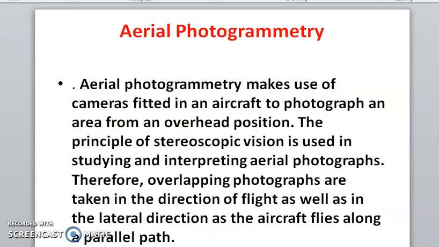Aerial photogrammetry makes use of a camera fitted in an aircraft to photograph an area from the overhead position. The principle of stereoscopic vision is used to study and interpret aerial photographs. Therefore, overlapping photographs are taken in the direction of flight as well as in the lateral direction as the aircraft flies along parallel paths.